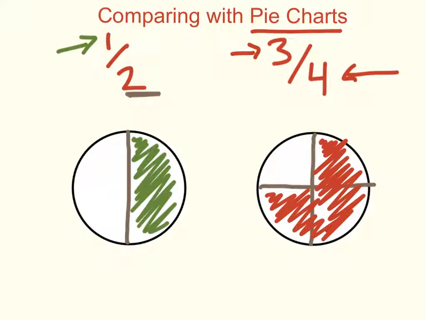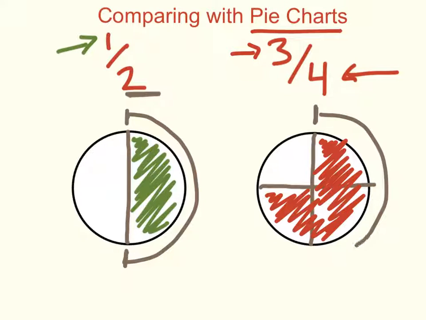And now I can compare which one is bigger, which fraction. Well, the 1/2, I started here and I went around to here. And on the 3/4, I start here at the same place, and it goes around to here. So it looks like this one, 3/4, is bigger. And so we put that symbol there to show that 3/4 is bigger than 1/2.